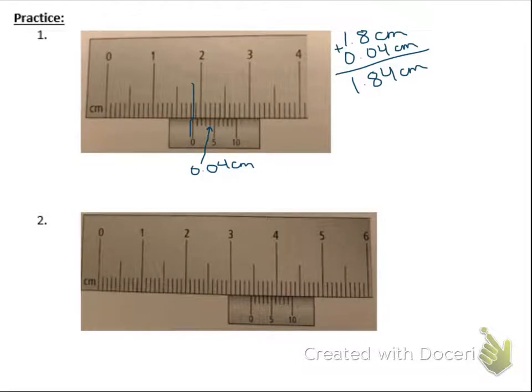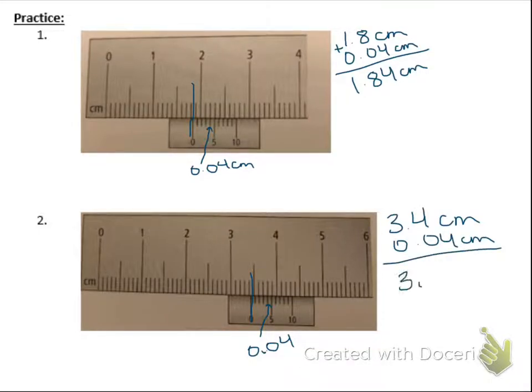So hopefully this is starting to make sense. Again, look at where this zero is hitting the top scale. Well, it's right after the 3.4 centimeters. It's not quite at the 3.5. So we're at 3.4 centimeters. Now we look at the bottom scale and we analyze which one hits the best. And here again, it looks like it is the 0.04 on the bottom scale. That's the best. Centimeters, which gives us a reading of 3.44 centimeters.